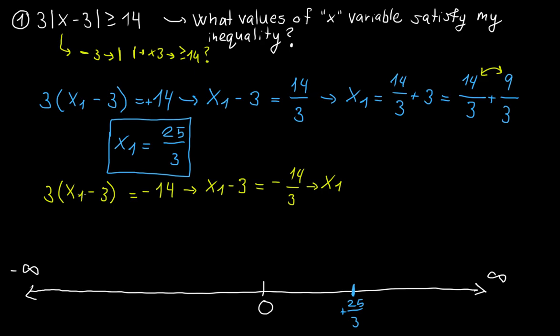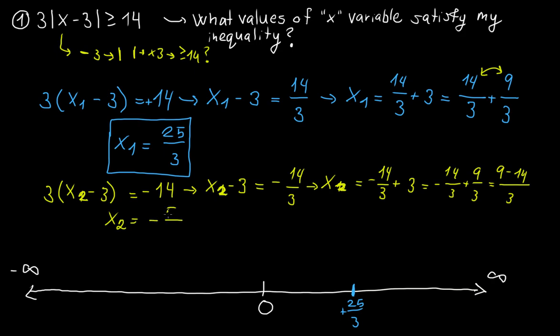x2, apologies. So that's the second solution or second point on our number line, which is x2 equals minus 14 over 3 plus 3. So we have kind of the same problem, just a different minus sign. So we have to be really careful here. So plus 9 over 3. And this is the same thing as 9 minus 14 over 3. So my second number is negative 5 over 3. So that is my negative solution to my equation.